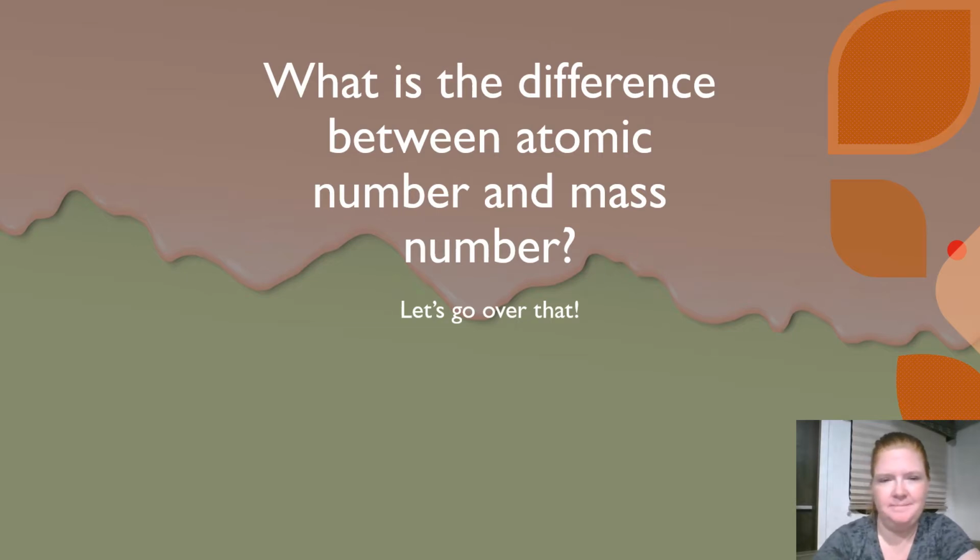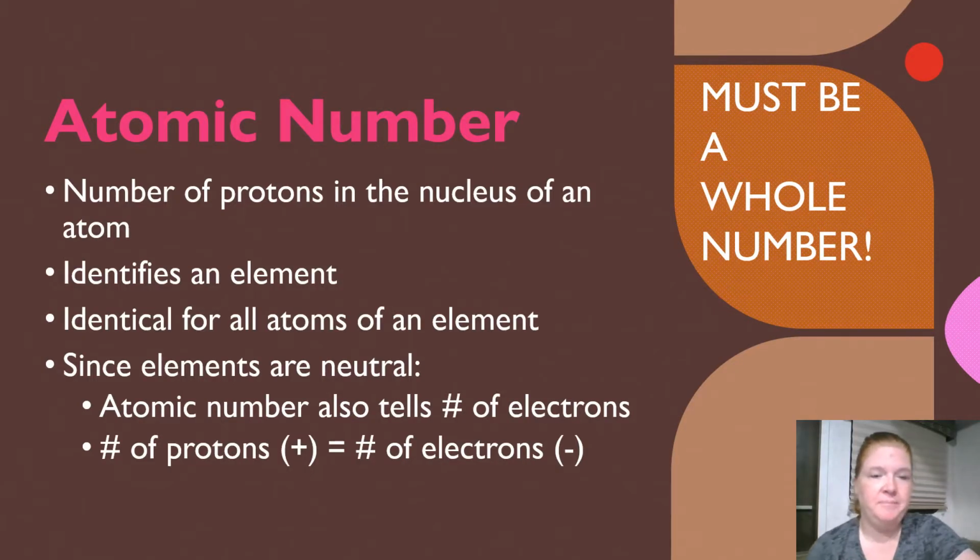Let's go over that. So atomic number, it's the number of protons in the nucleus of an atom. We talked about this already. It identifies an element and it is identical for all atoms of an element. Since elements are neutral, the atomic number also tells us the number of electrons in an atom. So the number of protons, the positives, is equal to the number of electrons, negative. The atomic number has to be a whole number. So 6, 12, 15, 89, not a decimal, not a fraction, not a weird percent, a whole number.